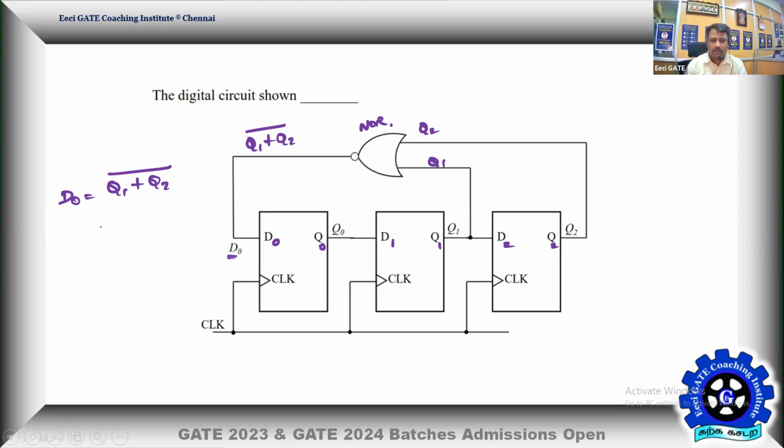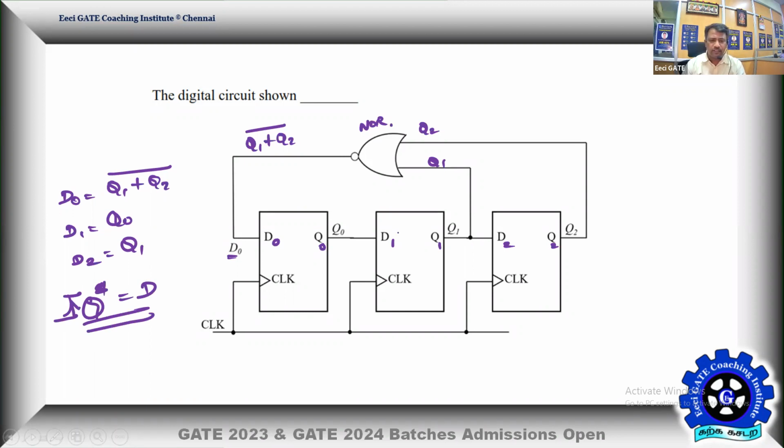Then what about D1? D1 is connected to Q0, and D2 is connected to Q1. What does it mean? It's the characteristic of the D flip-flop: Q star is equal to D by the time the clock edge arrives. These are positive edge triggered flip-flops.